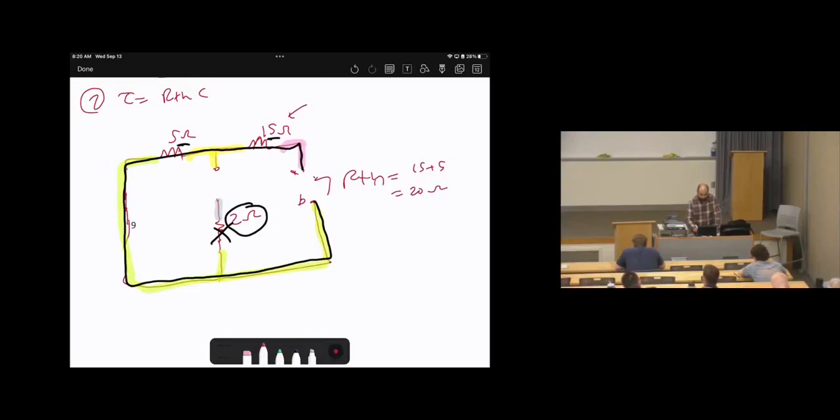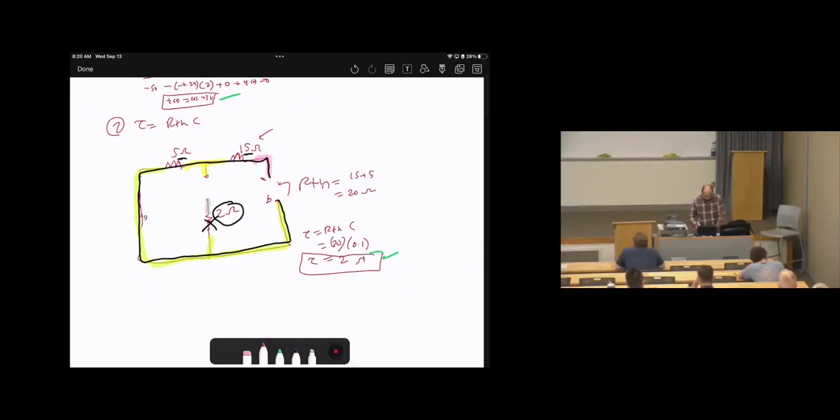So remember, our target is to calculate tau, which is R Thevenin's times C. Then it will be 20 times C, and C is given in the question as 0.1 farad. So the answer will be 2, and it's actually 2 seconds. The unit of tau is seconds. Now we are done with the second step, which is calculating the second unknown. Then we still have the third step.